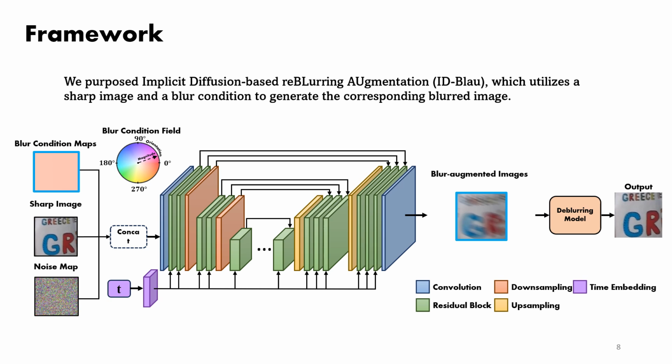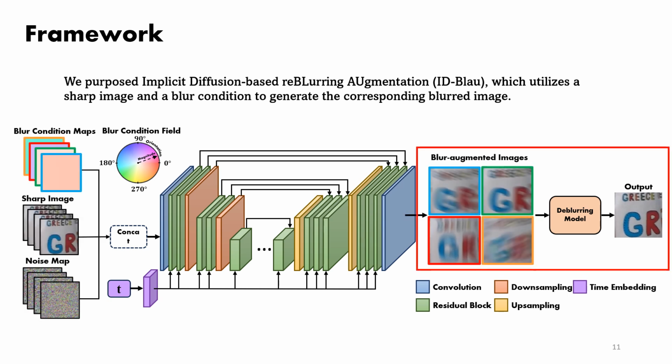By altering the blur condition map C, we can simulate various blur scenarios and augment diverse blurred images to complement existing datasets. For example, the blur condition map in the blue frame is orange, indicating a blur direction to the bottom left, which results in images with bottom left blur. The blur condition map in the red frame is purple, indicating a blur direction upwards, which results in images with upward blur. Training deblurring models on these varied blur scenarios improves their deblurring capabilities.